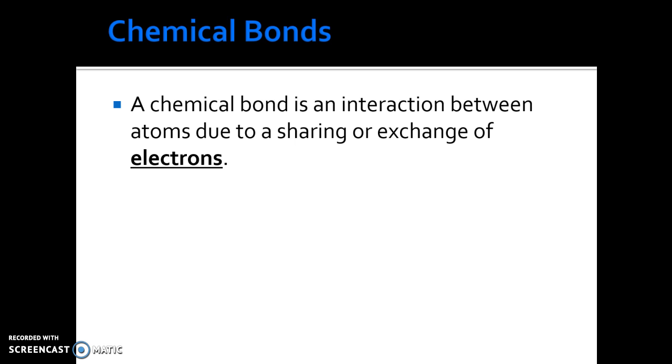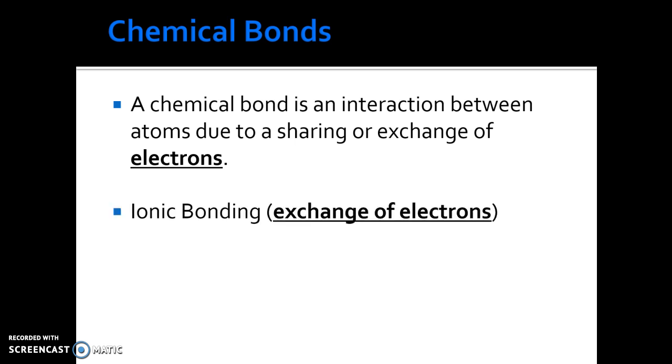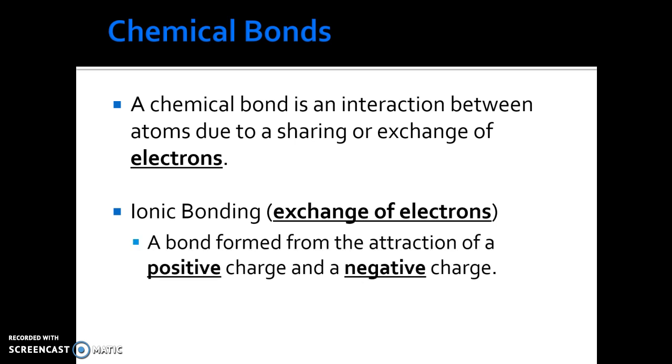And so when we have a chemical bond, as it says here, it is due to a sharing or exchanging of electrons. It is all about electrons. We're going to be focusing on ionic bonding, which is where you have an exchange of electrons. That means somebody's going to be losing an electron and somebody's going to be gaining an electron, and as a result, we're going to have that ionic bond that is formed. So because someone has lost an electron, they are going to have a positive charge. And because somebody else has gained an electron, they are going to have a negative charge.